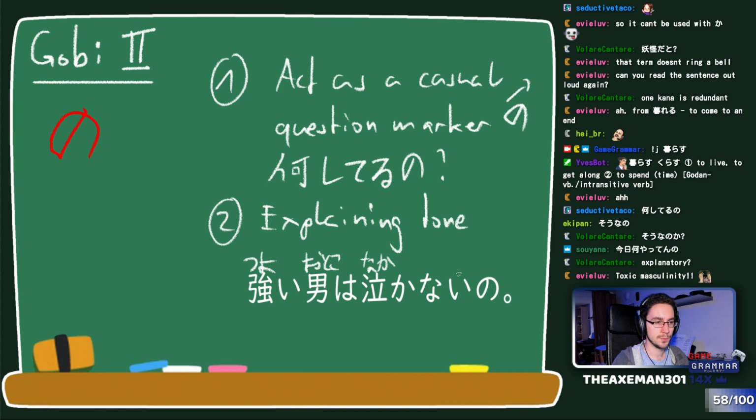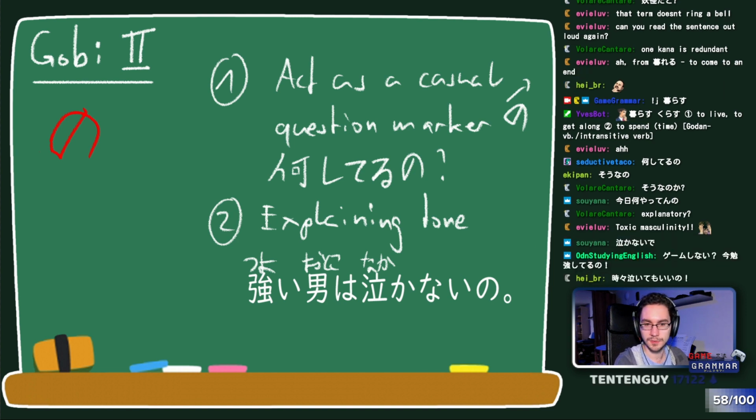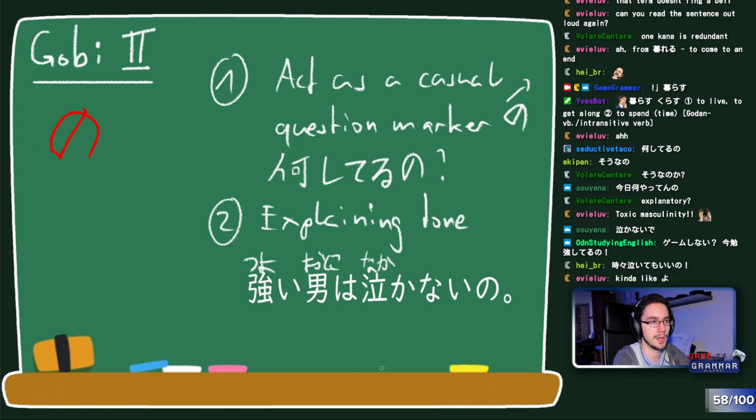Let me see. Do we have any other ones? Oh my god, よく来たの. Okay. ゲームしない. 今勉強してるの. Yes, exactly. You can also use it to make something known to other people when you want to emphasize that something is the case, like how Odin used 今勉強してるの. I'm studying right now. You're informing someone, right? 時々泣いてもいいの. So it sounds kind of assertive, kind of explanatory. So those are the two big usages of no.